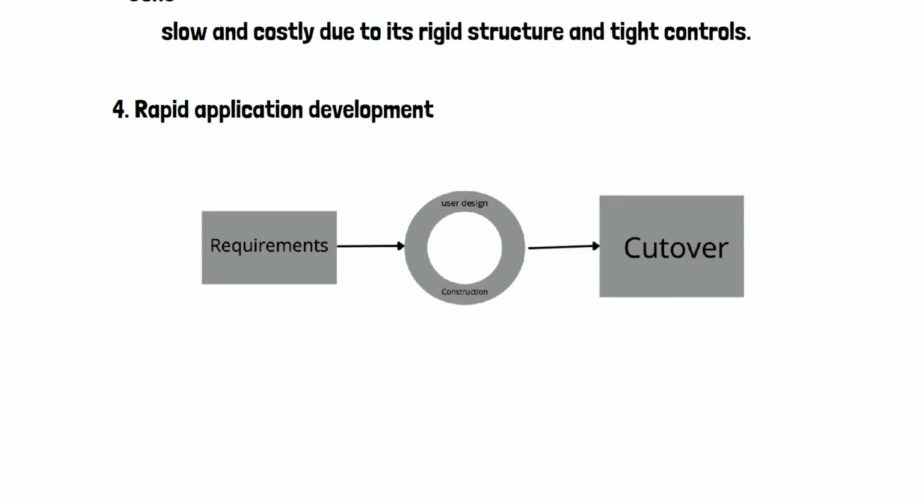The rapid application development method contains 4 phases: requirements planning, user design, construction, and cutover. The user design and construction phases repeat until the user confirms that the product meets all requirements.